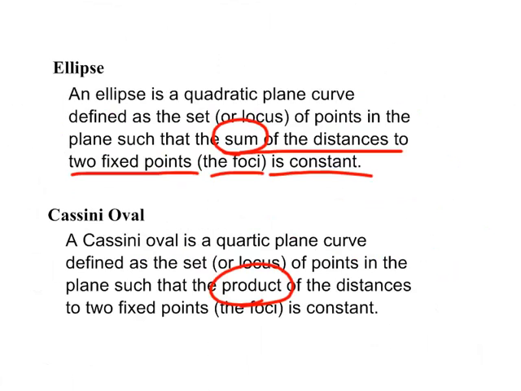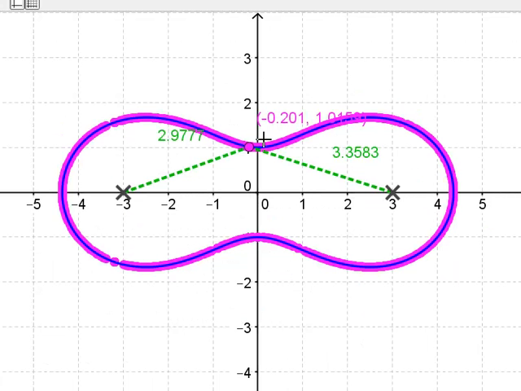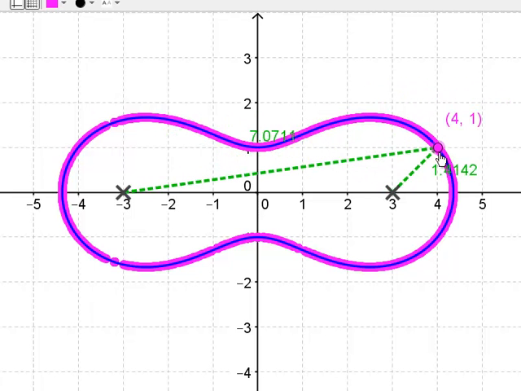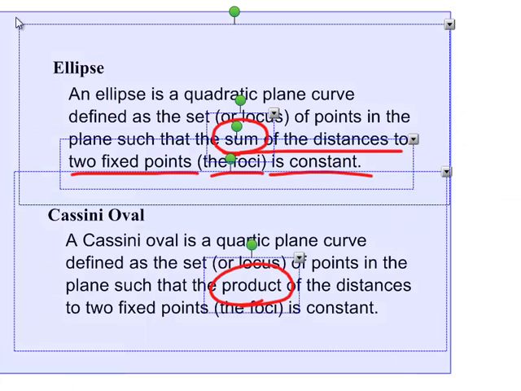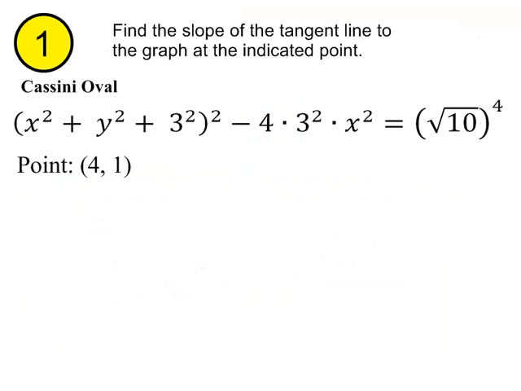Let's go back to that. And we're going to find, real quickly, the slope at this point right here, at (4, 1). We're going to find the slope of the tangent line, of course, that red line right there at (4, 1). All right, let's get back up to the equation and get into the calculus.